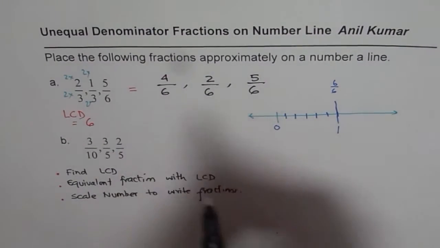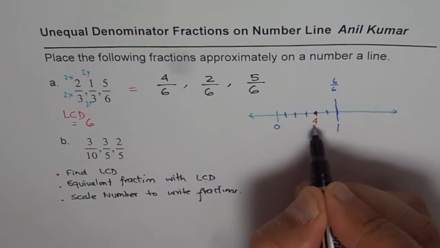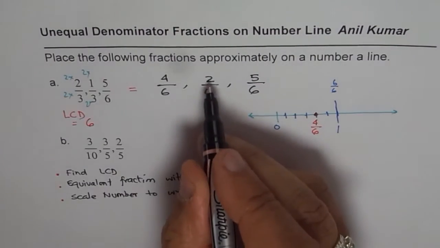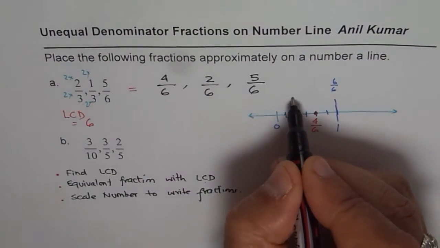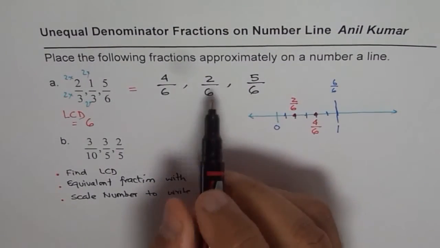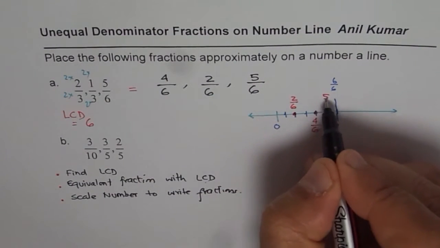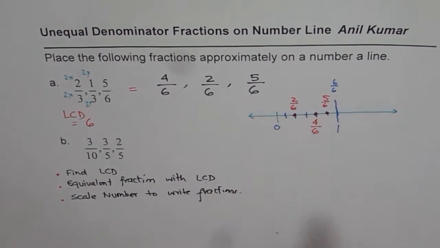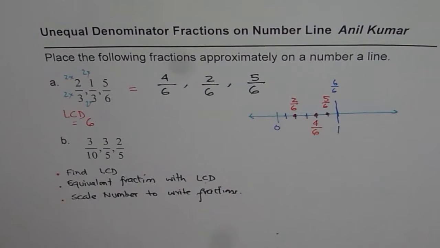First one is 4/6. 1, 2, 3, 4. So that becomes 4 over 6. Correct. 2/6: we can write 2/6 as 1, 2. So that is 2/6. And the third one is 5 over 6. That is 5 over 6. So that is how you can do it very easily, right? Let's follow these steps once again and do the next one.